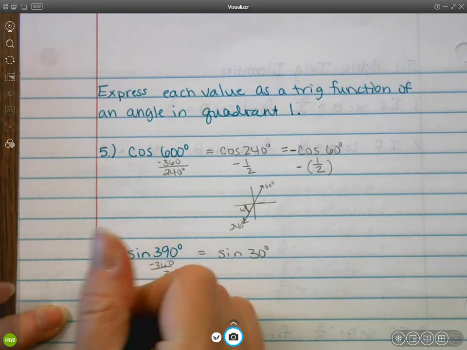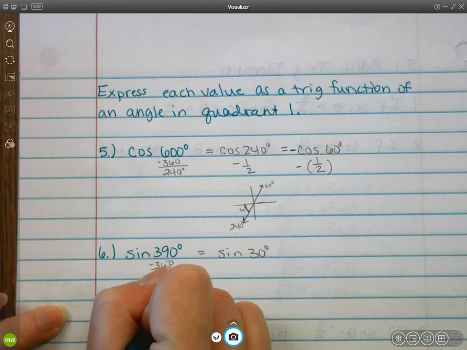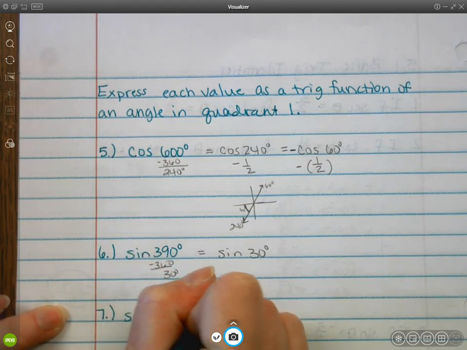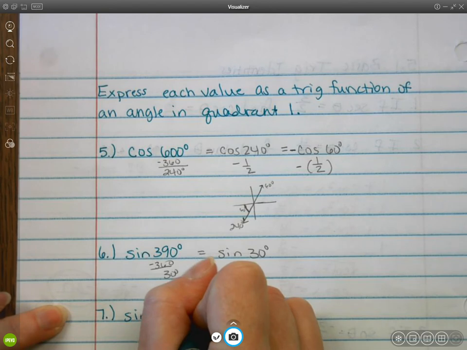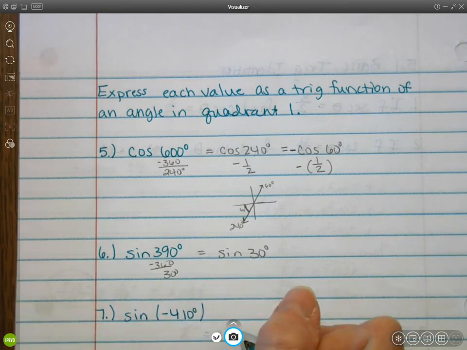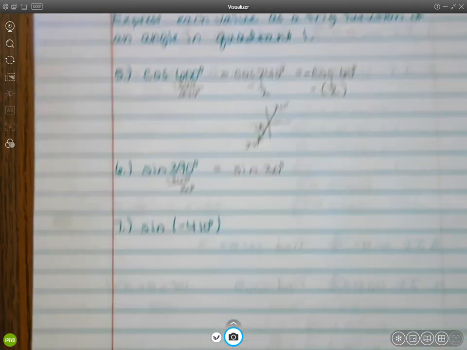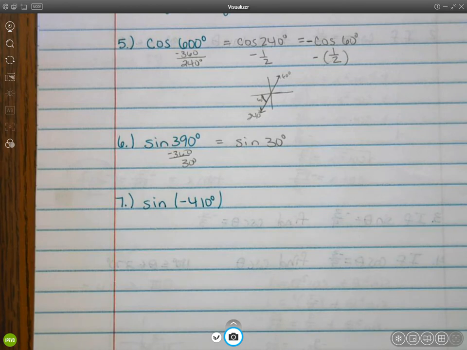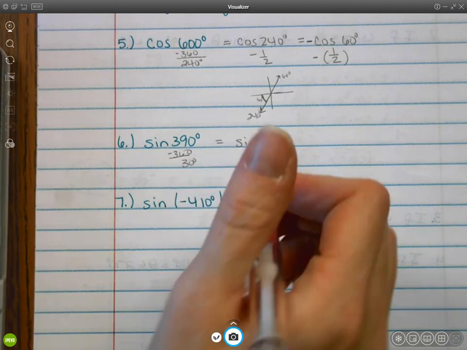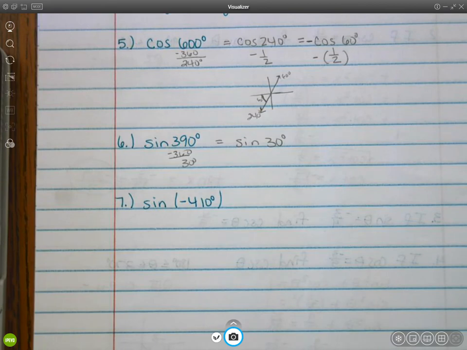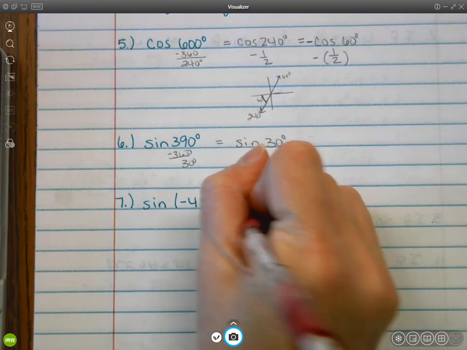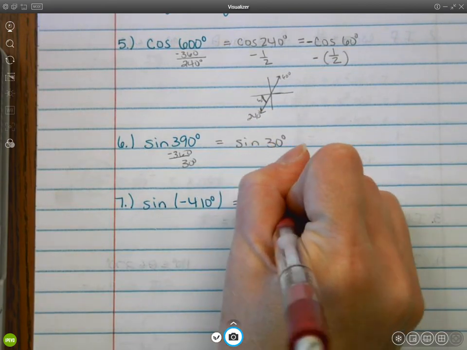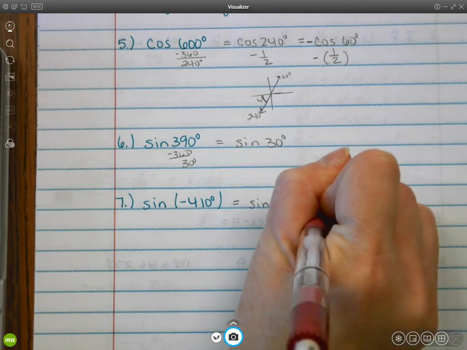Alright, number 7. You have sine of -410 degrees. I'm only going to ask you to do this with sines and cosines, by the way. Nothing too crazy difficult. Alright, so first of all, if we take -410 and we add 360, we are at -50. So add another 360 and we are at 310. So this is the same as sine of 310 degrees.